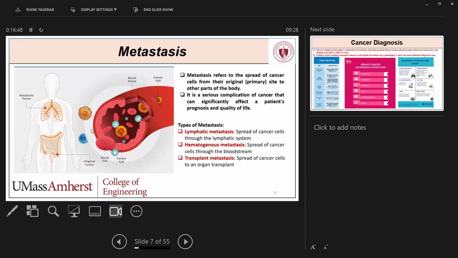As I mentioned, metastasis refers to the spread of cancer cells from the original primary site to other parts of the body. It's a serious complication of cancer that can significantly affect a patient's prognosis and quality of life. Prognosis is nothing but the diagnosis. There are different types of metastasis: lymphatic, hematogenous, and transplant. Lymphatic is through the lymphatic system, hematogenous is through the bloodstream, and transplant is through organ transplant. It starts with infection and eventually the cell will transform into a cancer cell. So this is about metastasis.